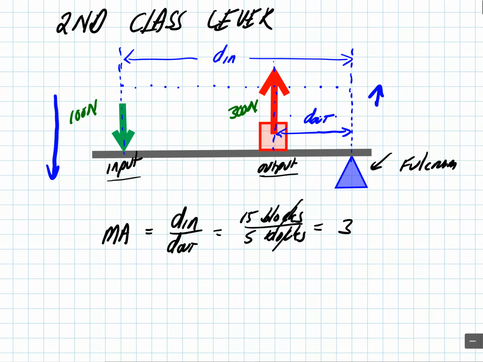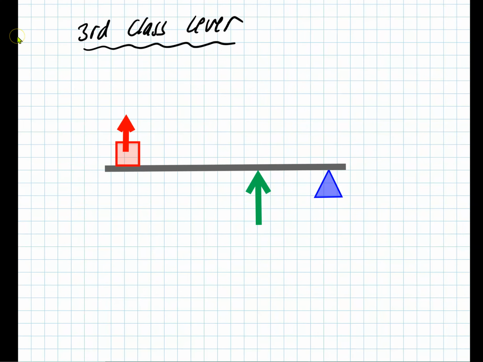What's a classic second class lever? It is the wheelbarrow. I don't even know how to spell wheelbarrow. Okay, that's second class lever. Let's talk about third class levers. How do we get the mechanical advantage for a third class lever? It's the same process. Mechanical advantage is going to be D in over D out.